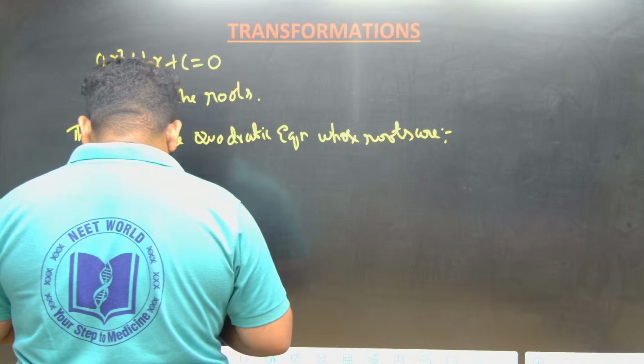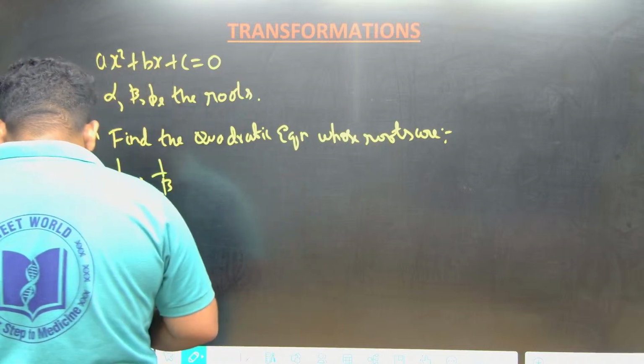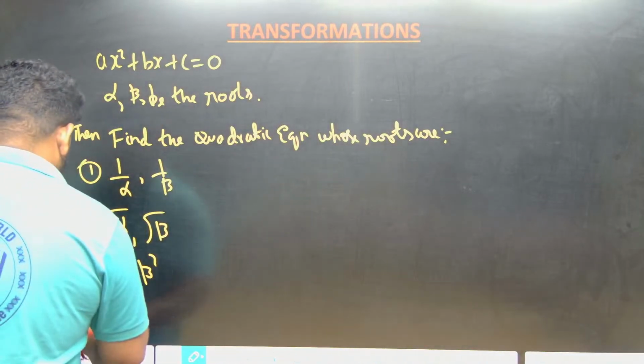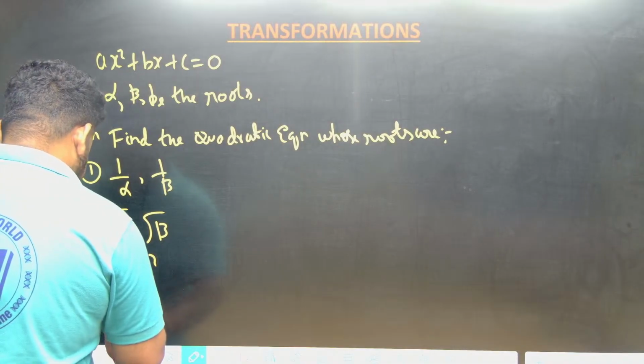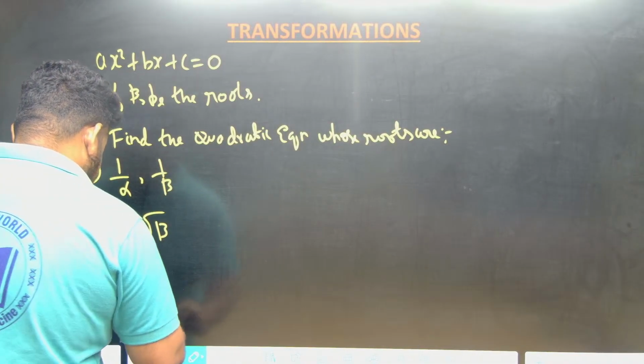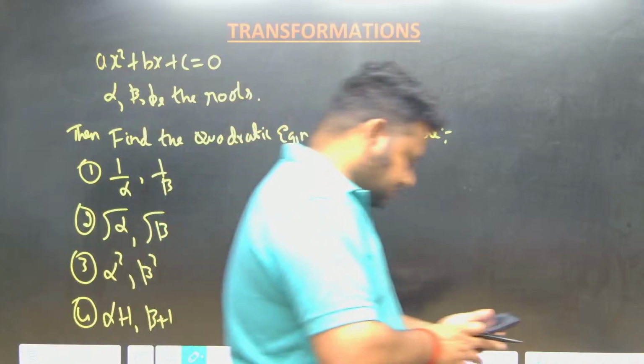Alpha square, beta square. Fourth one we are having alpha plus 1, beta plus 1. Okay. Last thing, that is this one we missed out, that is alpha plus 1 comma beta plus 1. Okay. This is what is given.